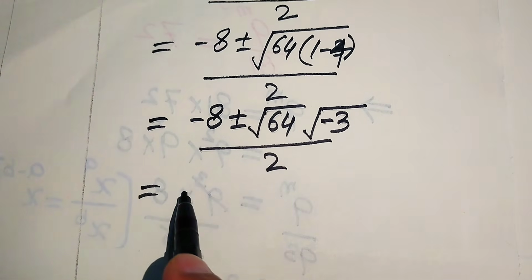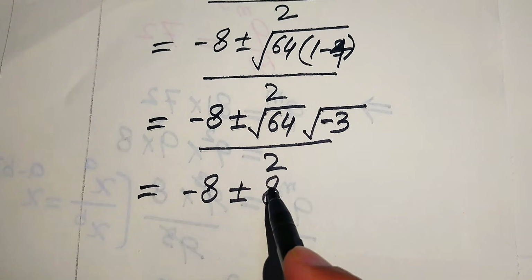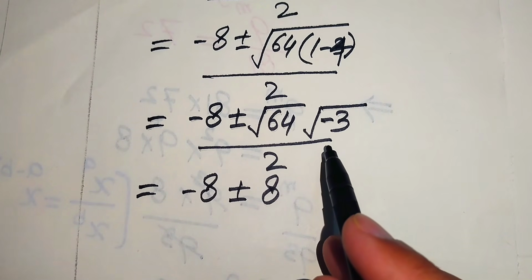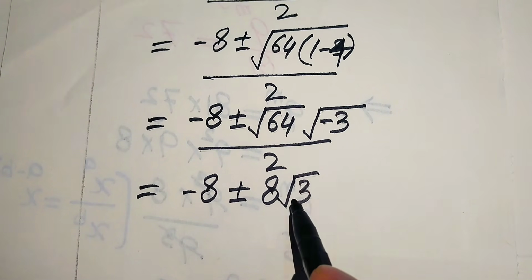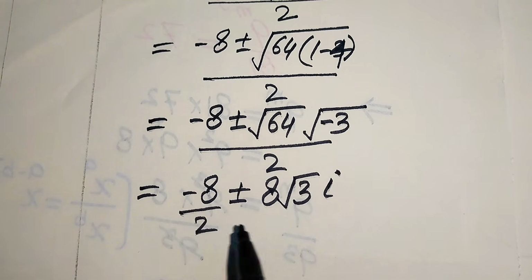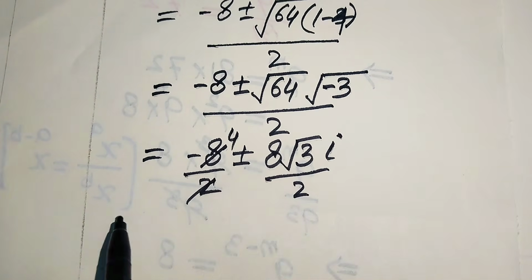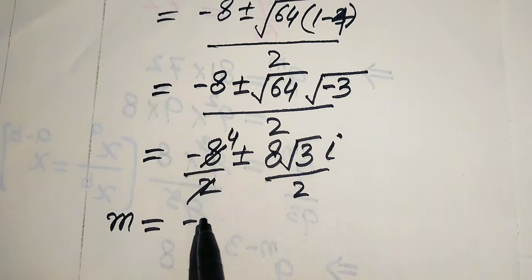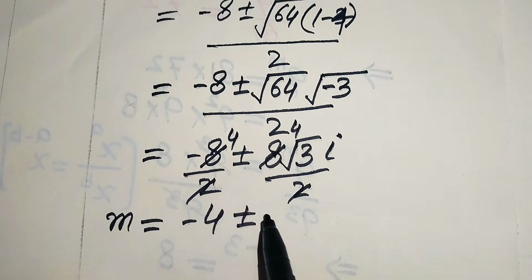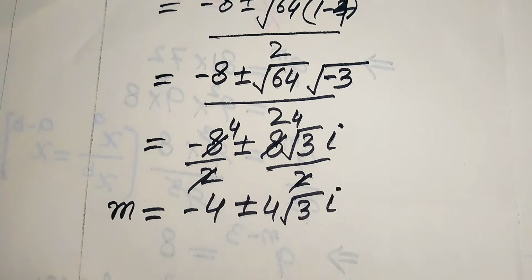So here we simplify the terms, and we get minus 8 plus or minus, we know that the square root of 64 becomes 8, and you know that when a negative sign appears inside the square root sign, it becomes iota. Here we break this fraction and we write 2 separately on both of these two values. We have 2 times 4 becomes 8, and we get m equals minus 4 plus or minus, again 2 times 4 becomes 8, and we get 4 times square root of 3 times iota.